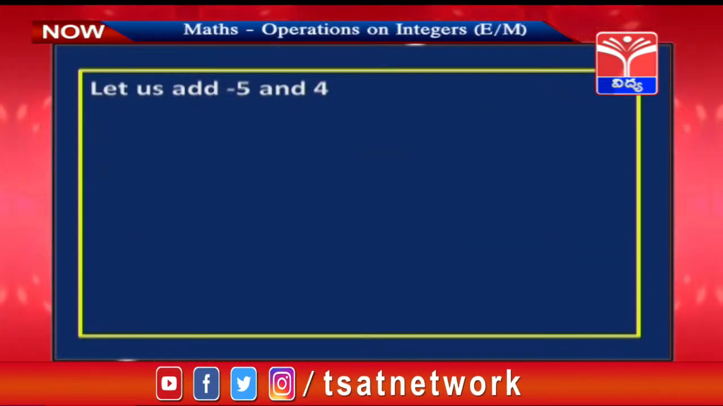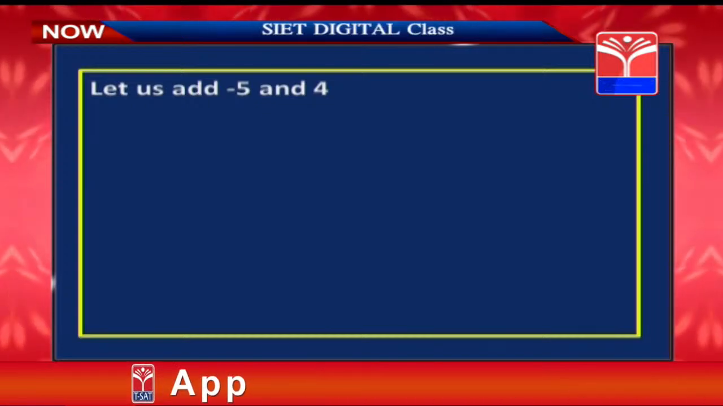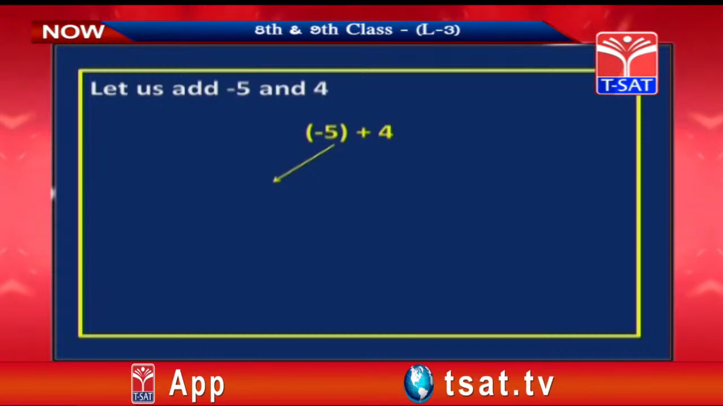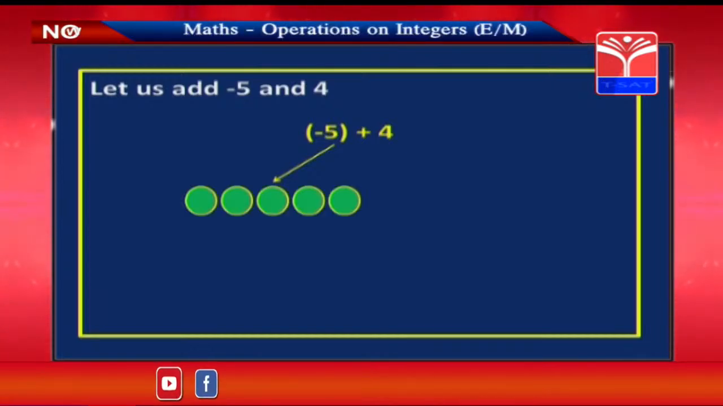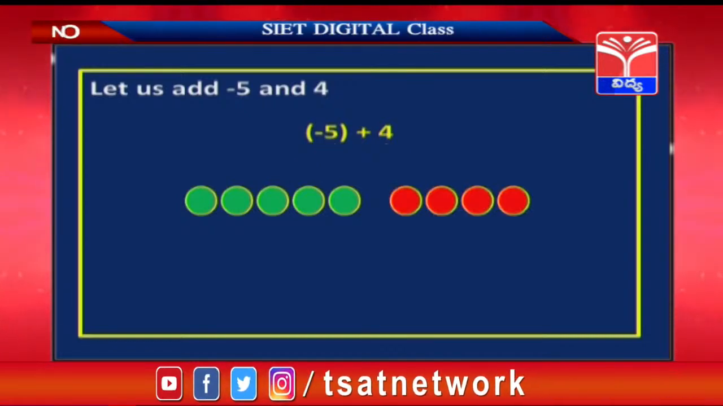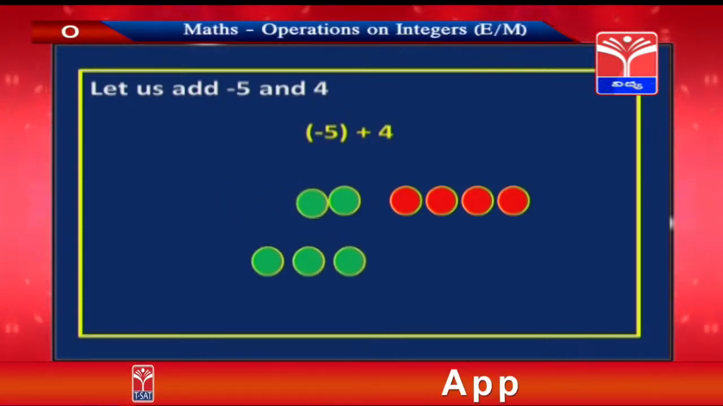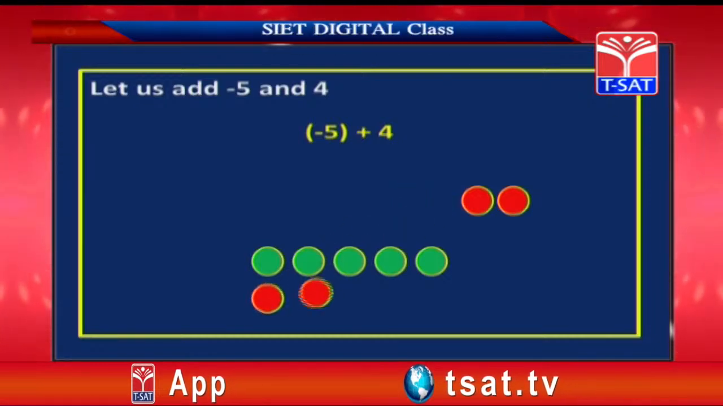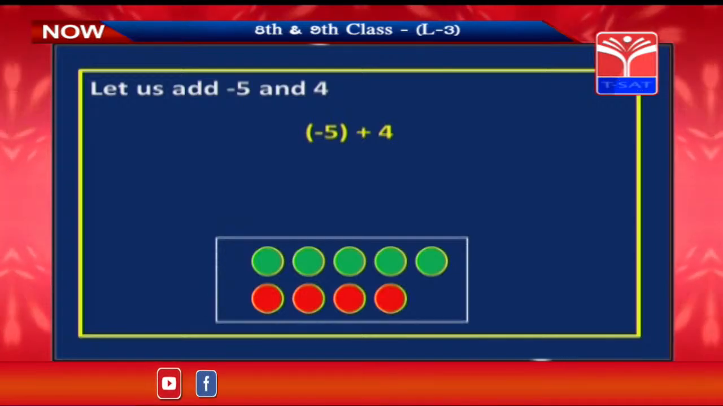Now, I am going to add -5 and 4. That means a negative number and a positive number. So, let us add these two, children. -5 represents 5 green coins, and +4 means 4 red coins. Now, let us add them. Here we have 5 green coins, and we are going to place these 4 red coins just below the green coins. And what do you notice, children, here?